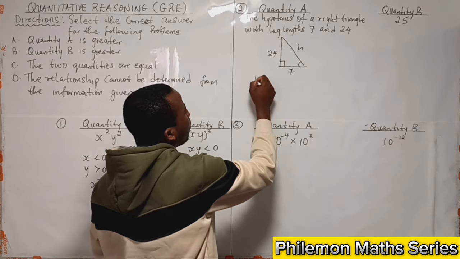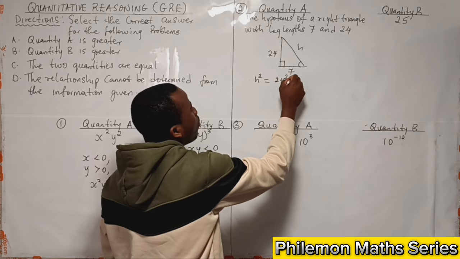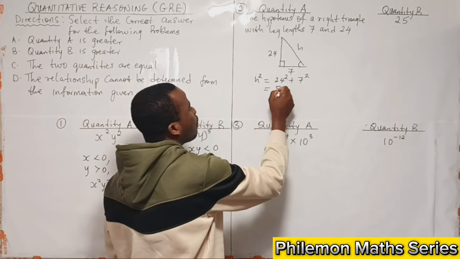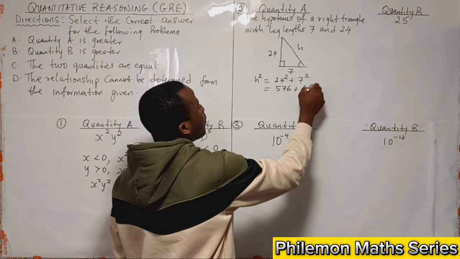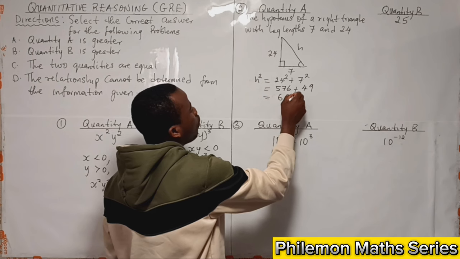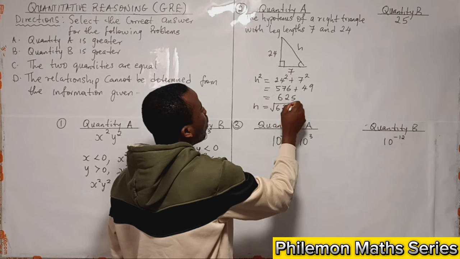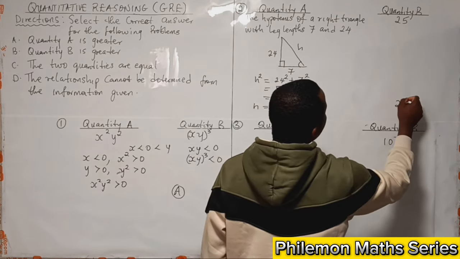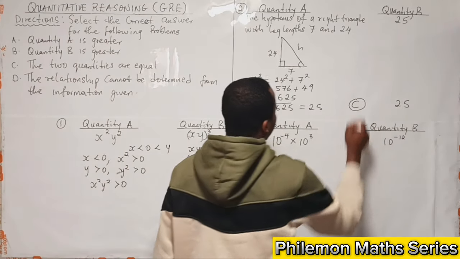By Pythagoras theorem, h squared is equal to 24 squared plus 7 squared. 24 squared is 576, and 7 squared is 49. So 576 plus 49 is 625, and so we have that h is the square root of 625, which will give us 25. And in quantity B, we have 25. It means the two quantities are equal, so our correct answer here is C.